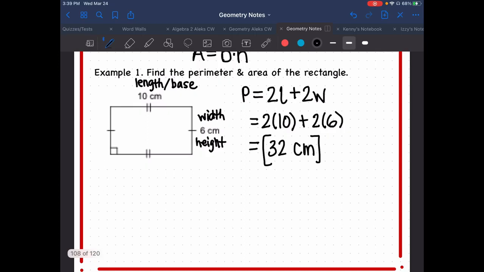Let's take a look at our area. Now I'm going to use the base times the height formula, but you could also think of it as length times width. It's the same thing. Either way, we're going to do 10 times 6, which gives me 60. We are also multiplying centimeter times centimeter, so my unit is going to be centimeters squared.